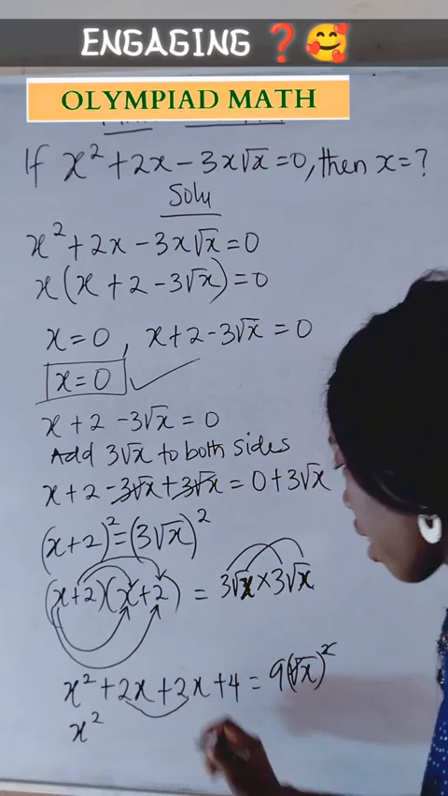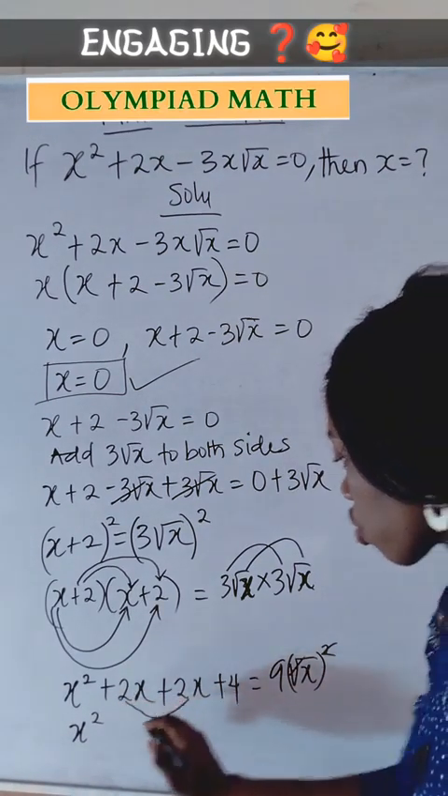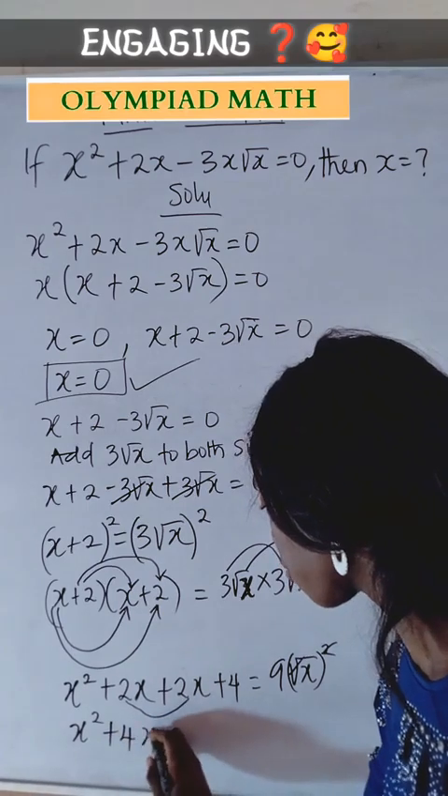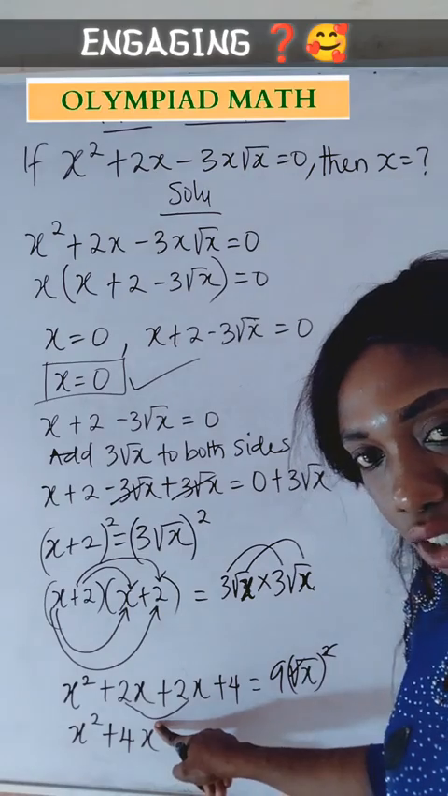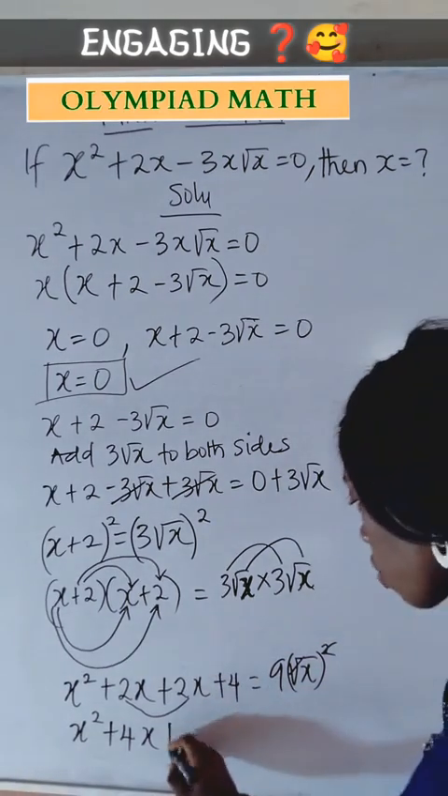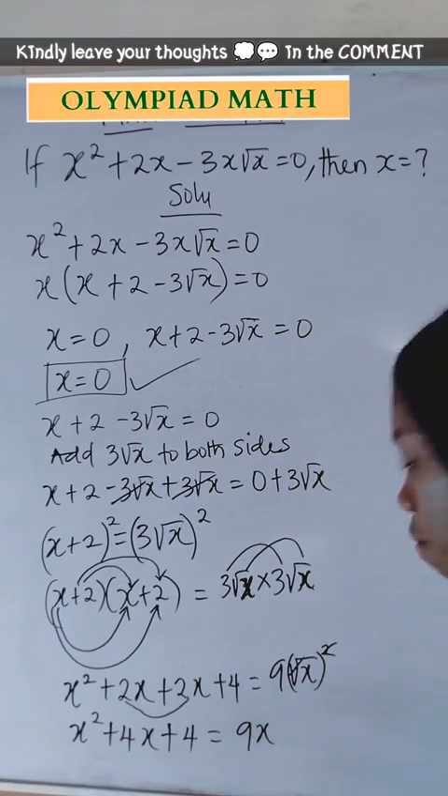We can add this together because the terms are the same. So we add their coefficients. 2 plus 2 will give us 4. We have 4x. Please don't add this with this. The powers are not the same, so they are not like terms. So this is plus 4 is equal to, we are left with 9x here.